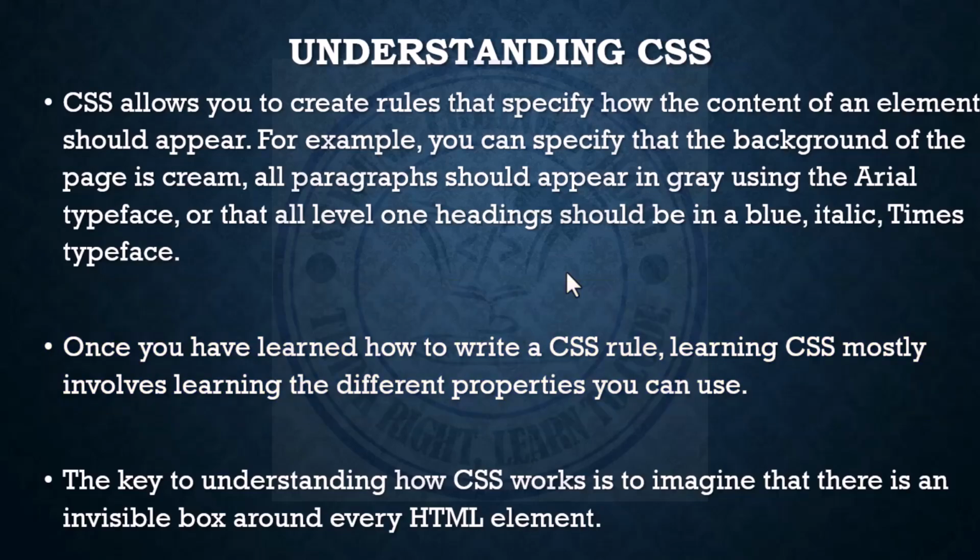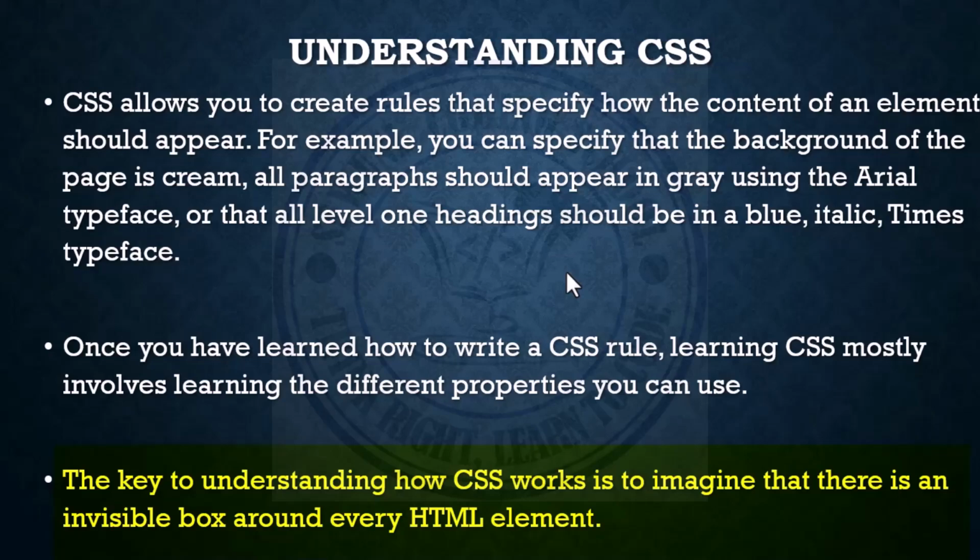Understanding how CSS works is also to imagine that there is an invisible box around each element. So we told you in the first bullet point that it allows you to specify the content of an element. So you can decide to pick headings. You should assume that there is a box surrounding all your headings, or all your paragraphs, or all your images. That is why the third bullet point says, imagine there is an invisible box, a box around each of the elements, but you cannot see.